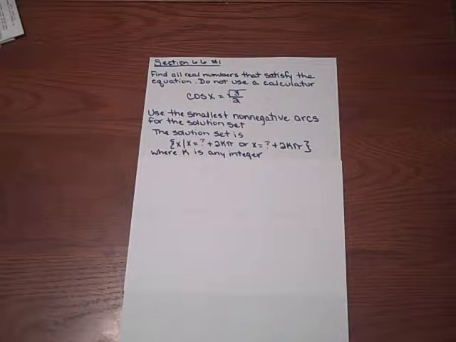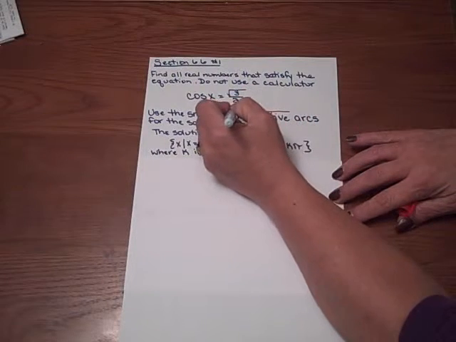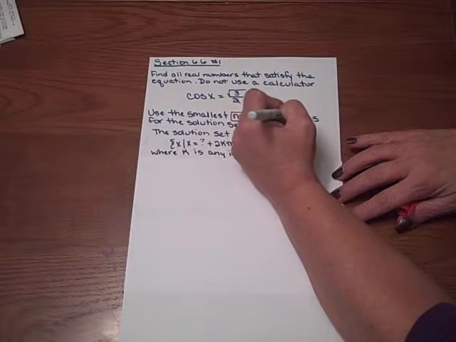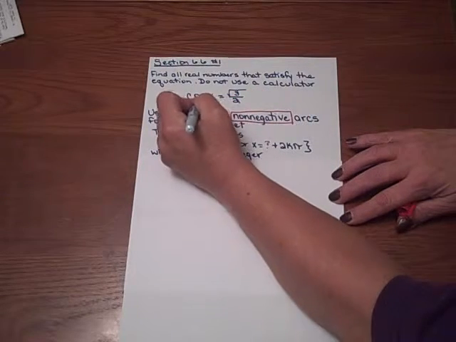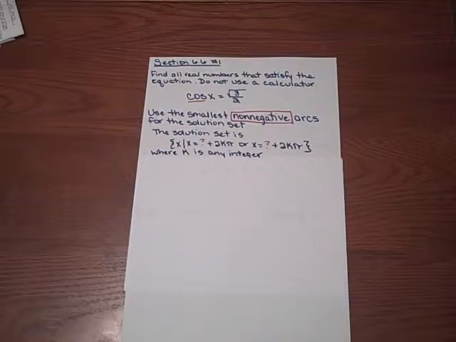fairly simply. The first thing that is important for us to know is that we are looking for the smallest arcs that are non-negative, and these are the smallest cosine arcs. So we're looking for the smallest cosine arcs that are non-negative. That means that both of our answers are going to fall in positive quadrants on our unit circle.